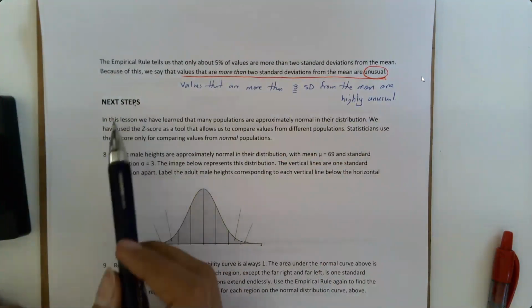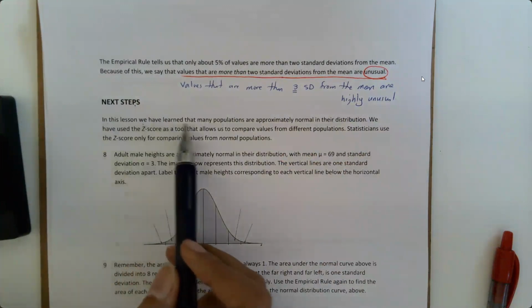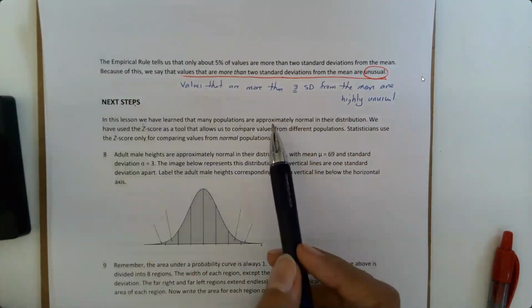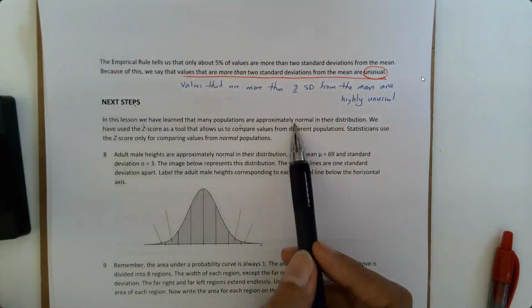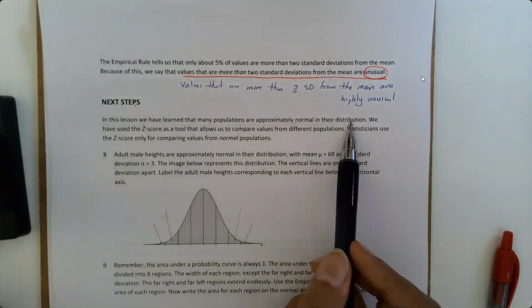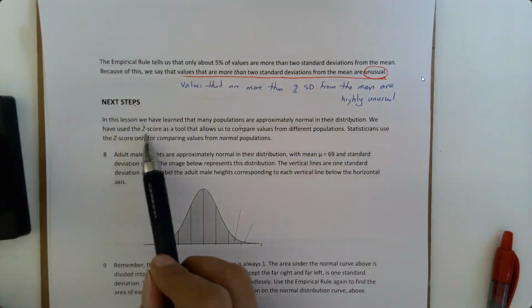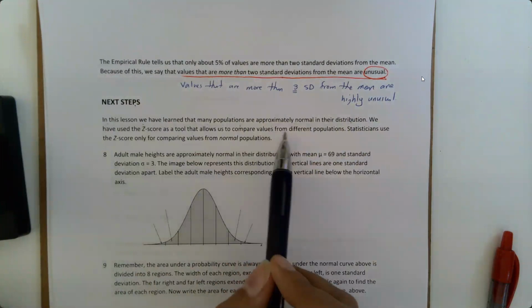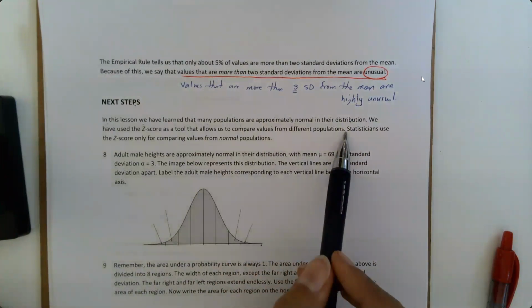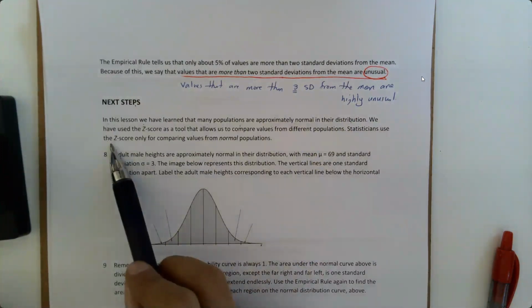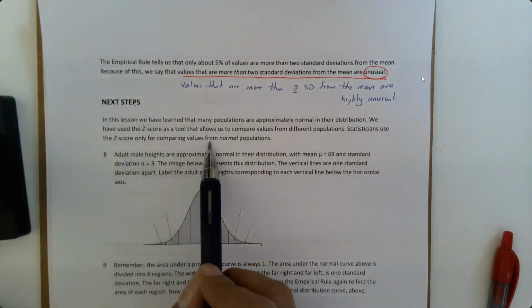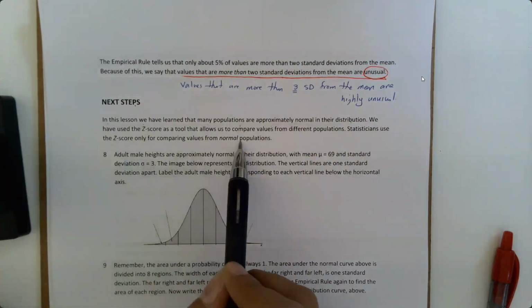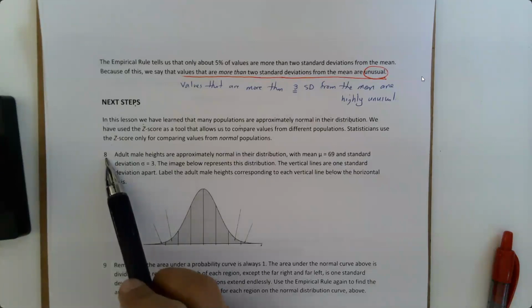Next steps. In this lesson, we learned that many populations are approximately normal in their distribution. We have used the z-score as a tool that led us to compare values from different populations. Statisticians use the z-score only for comparing values from normal populations. Let's take a look at question 8.